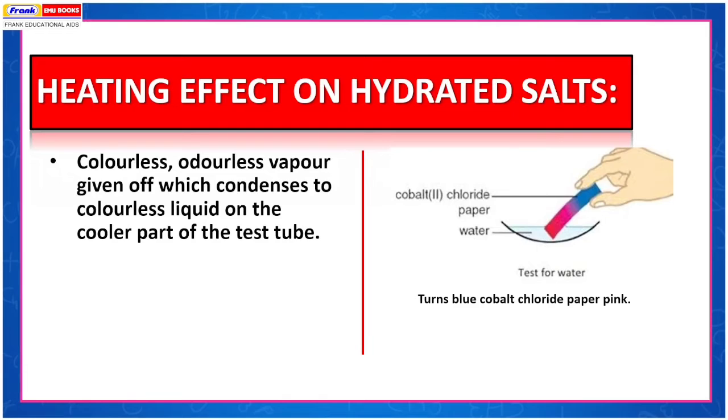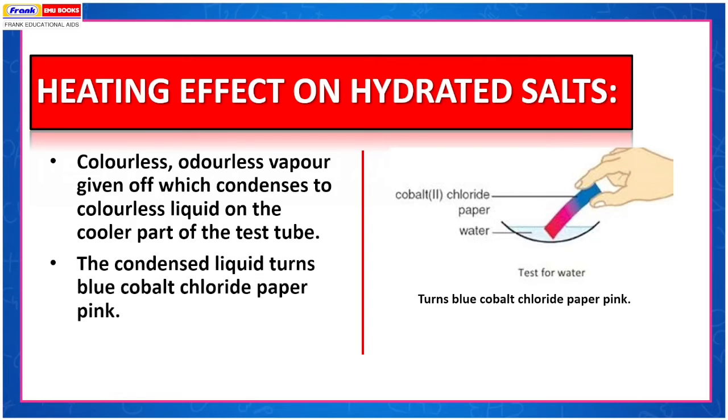Heating effect on hydrated salt. Colorless, odorless vapor is given off, which condenses to colorless liquid on the cooler part of the test tube. The condensed liquid turns blue cobalt chloride paper pink.